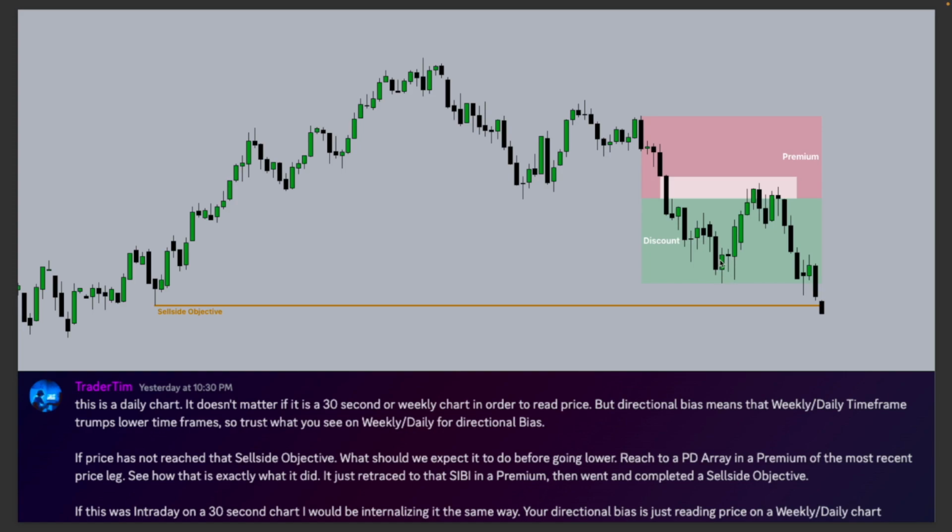If this was a 30-second chart at this low, would you want to short down here? No, you'd want to wait for a premium. If it takes the low without you, snooze, you lose. If it retraces and offers you the setup, you can get in and go take that sell side objective, right? So you're reading price the exact same way on every time frame. But the weekly and daily give you that quote unquote directional bias, okay? The narrative.